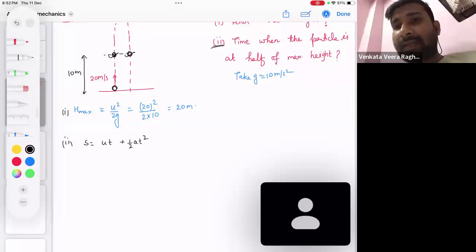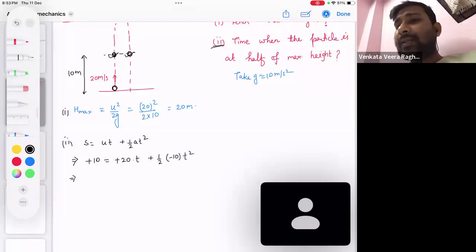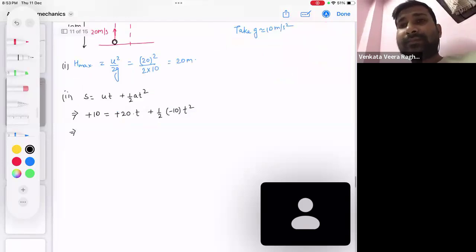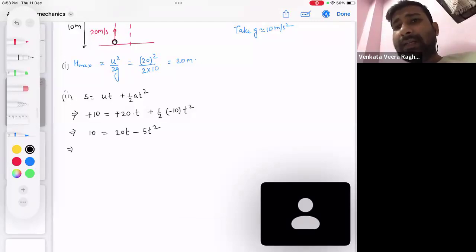Please tell, what is my displacement? Is my displacement plus 10? Is my initial velocity plus 20? Time I have to calculate. Half acceleration is minus 10 into t square. Please check it. Has it become a quadratic? 10 equal to 20t minus 5t square. You can cancel the 5. So it becomes 2 equal to 4t minus t square.